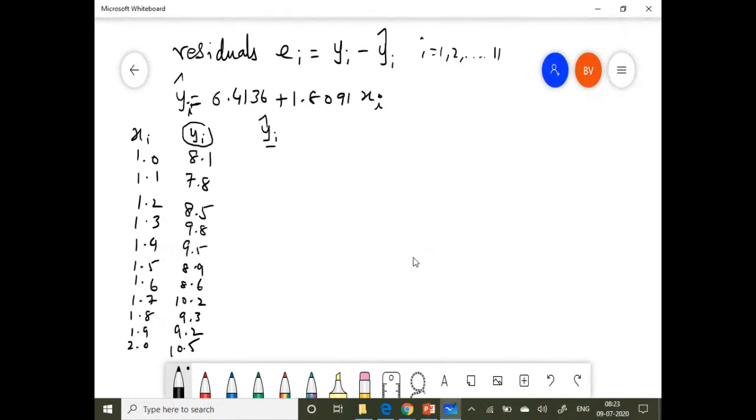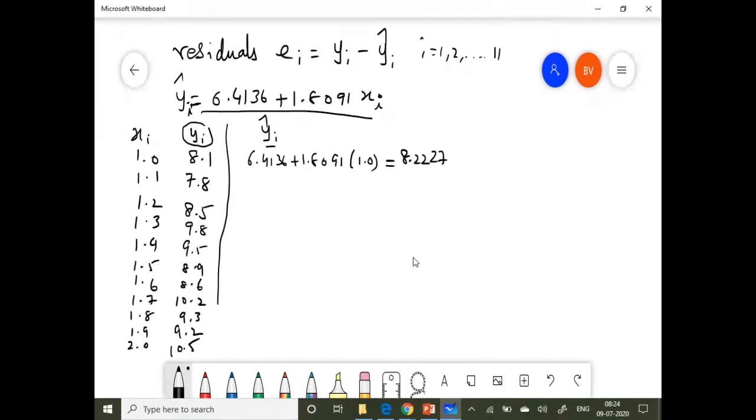So what is yi cap? Substitute x as xi in the first formula. This formula, the regression line, will give you yi cap, right? So the value of xi is 1.0. Substitute this value here: 6.4136 plus 1.8091 times 1.0. So what is your y cap? The first answer is 8.2227.